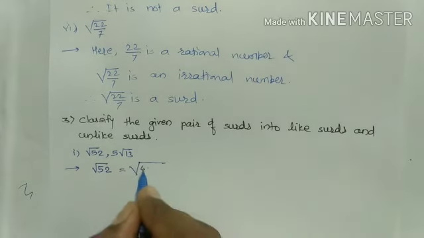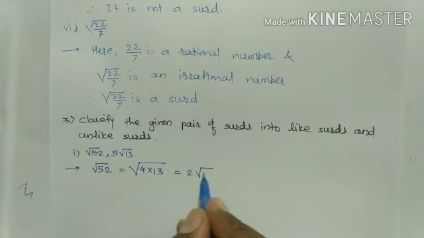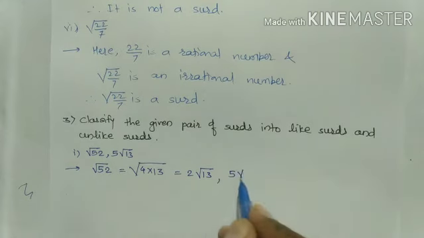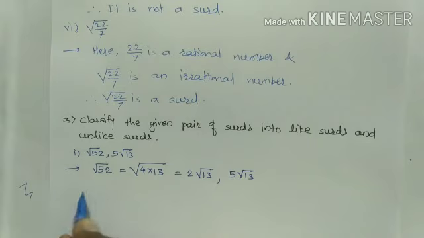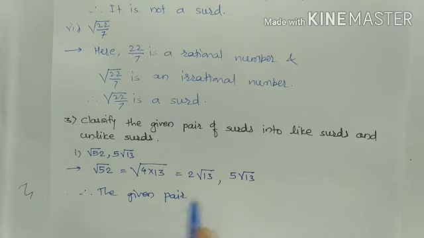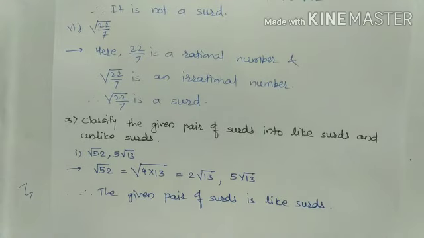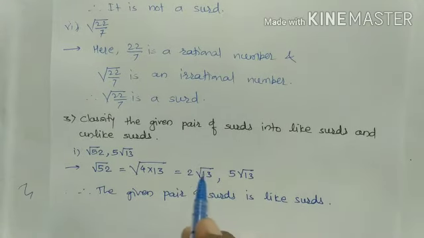It is equal to root of 4 into 13, that is equal to 2 root 13, and the other one is 5 root 13. Therefore the given pair of surds is like surds. Why? Because here the order is the same. Both are quadratic surds, and the radicand is also the same. Therefore this is a pair of like surds.